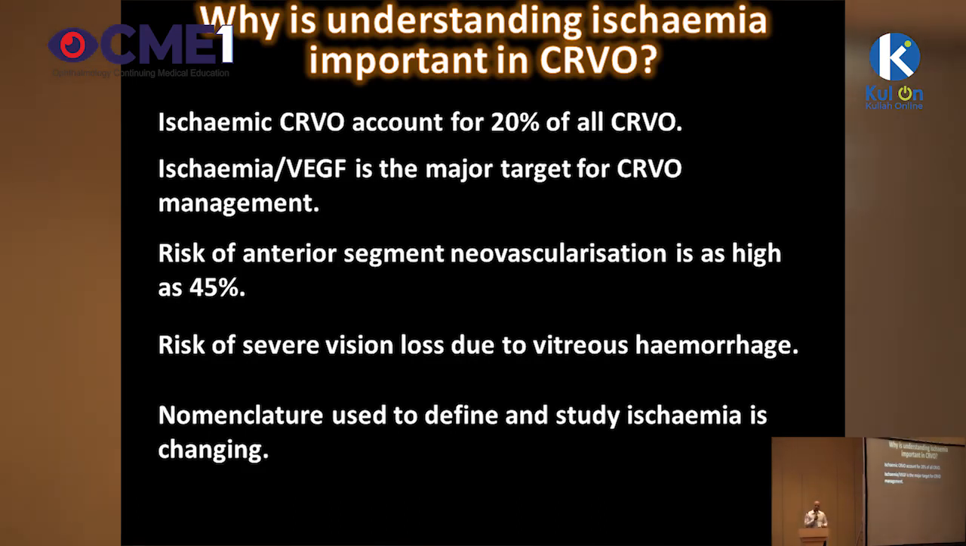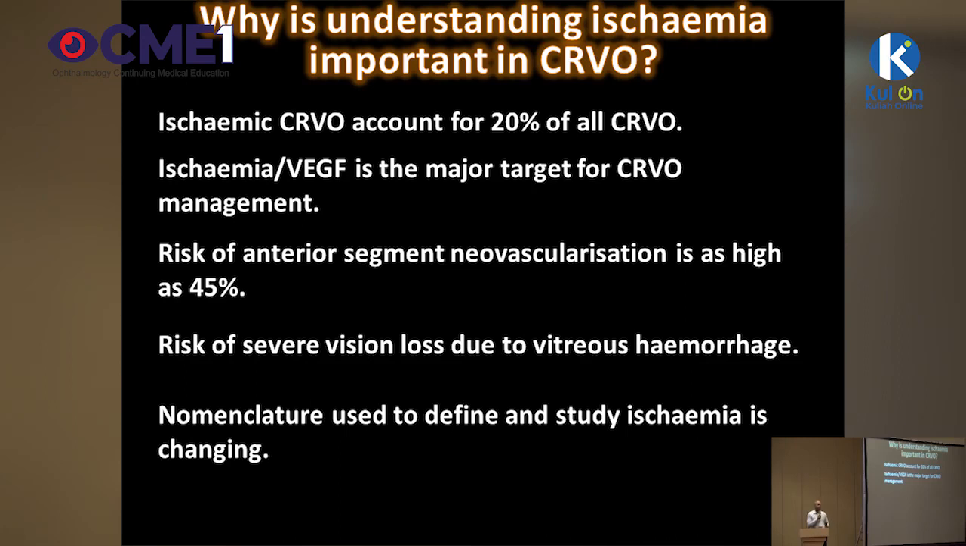So I'm just going to focus my talk on ischemia in central retinal vein occlusion, because I think it is the most important thing that will decide if someone has long-term vision loss. It's the amount of ischemia that they have.